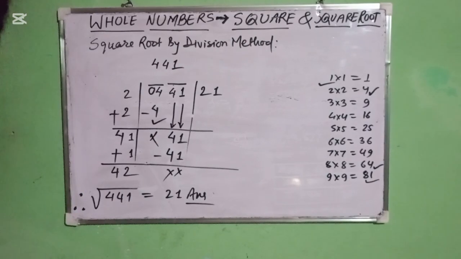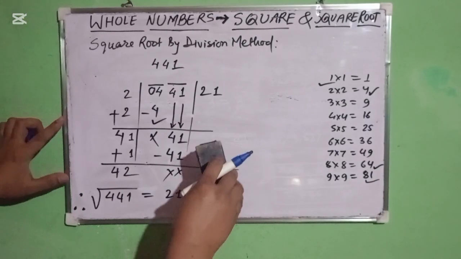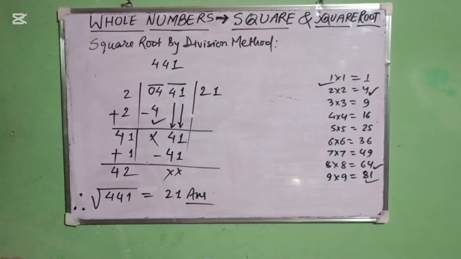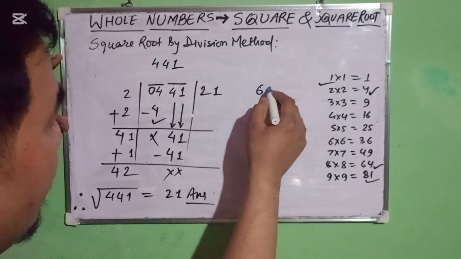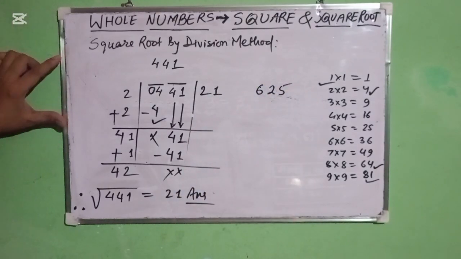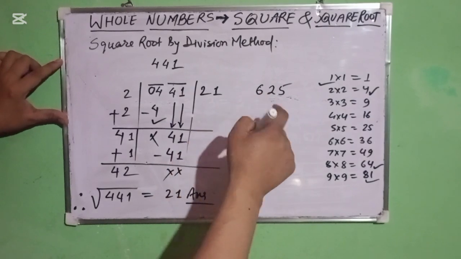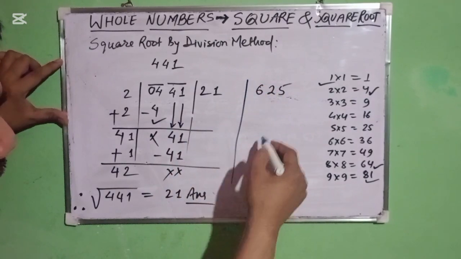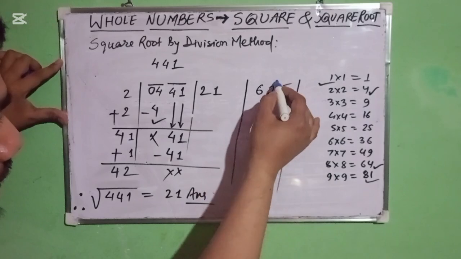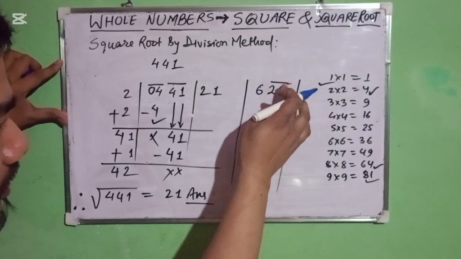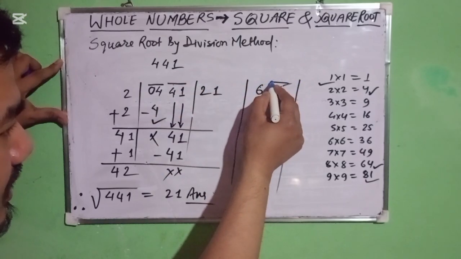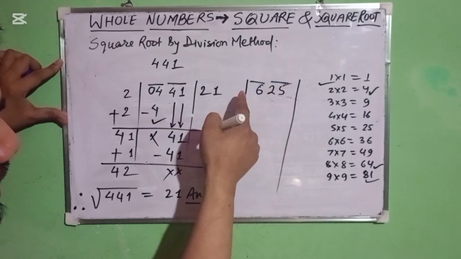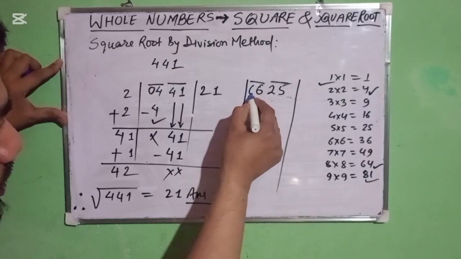Now look, children, I want to solve one more question for your easiness. Look here, I want to take 625. When it is asked to find the square root of 625, what to do? Look here, draw a line as I told you before, and make the pairs from right to left. This is one pair and here is another pair, and there is no other digit, that's why we have to add here 1 0.